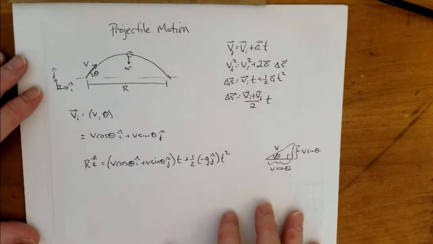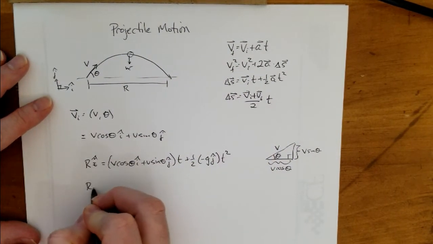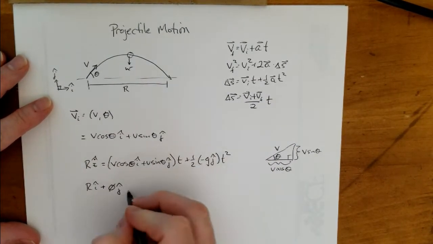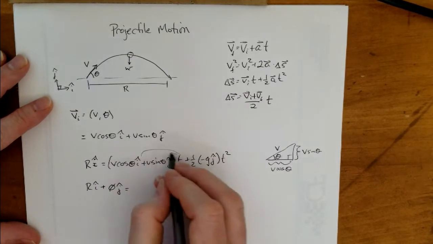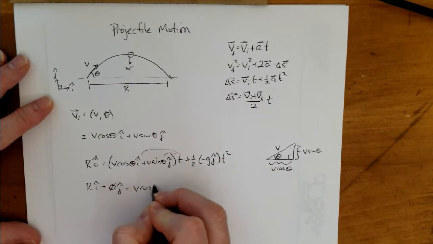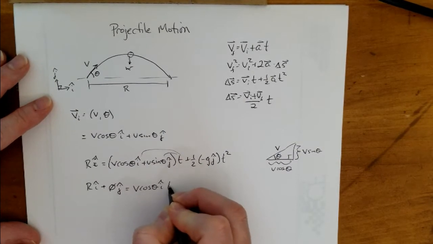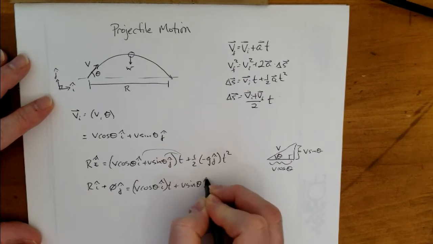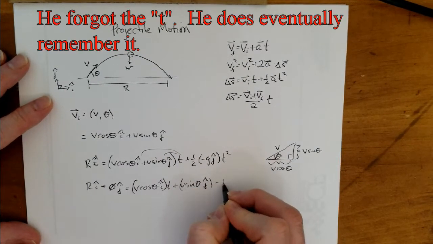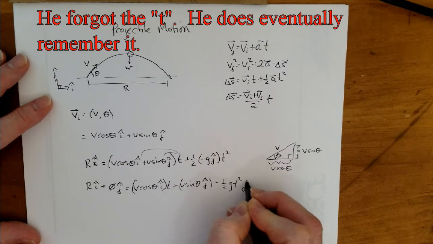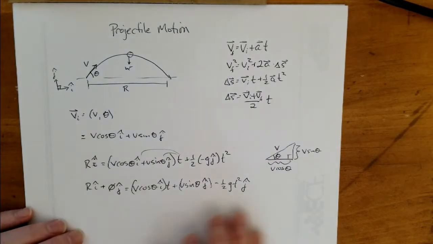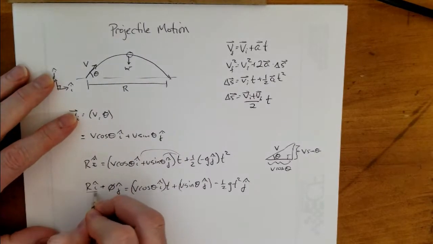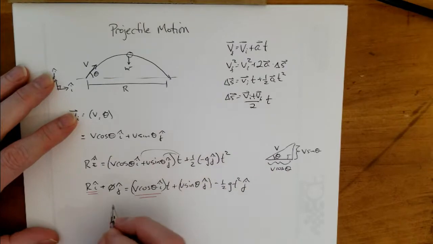So I have this formula. This is going about it the long way. I'm going to show a shortcut in just a second. So I have r i hat plus 0 j hat, which is understood. And then I'm going to go ahead and distribute the t here. So I have v cosine theta i hat times time plus v sine theta j hat minus 1/2 g t squared j hat. So notice I have this equation here with i hat and j hat components to it. So I have an i hat here, I have an i hat here, and then the rest are j hats.